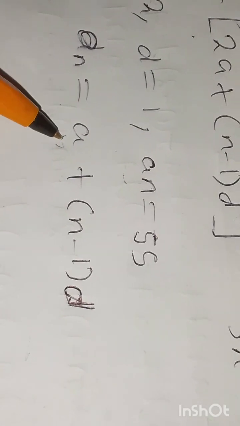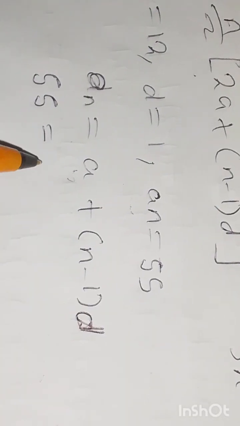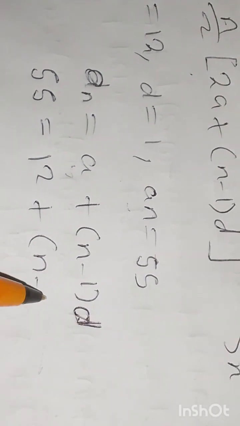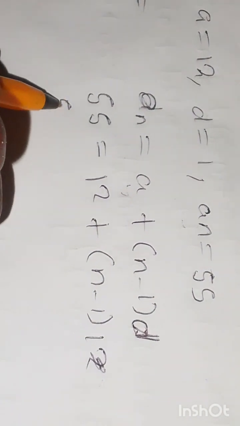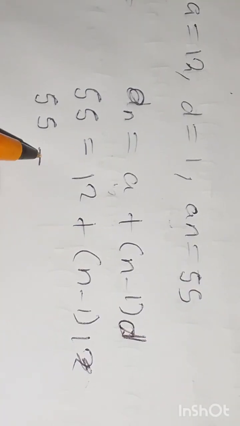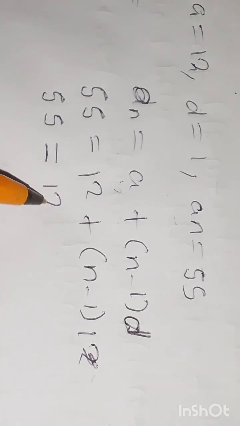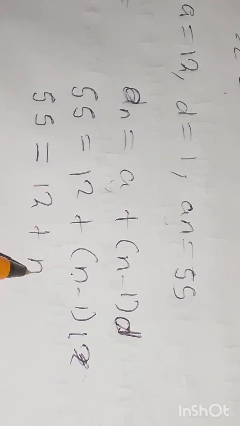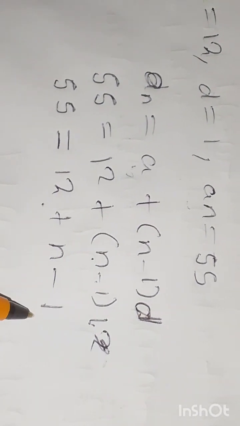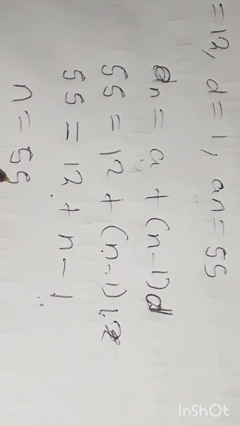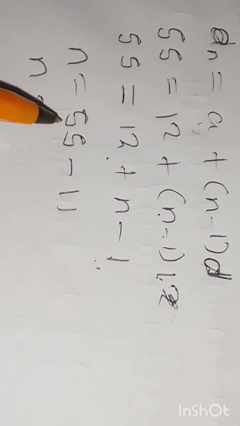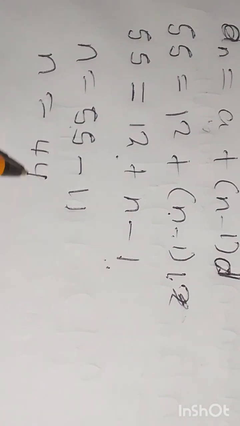So we know that our first term a is 12, and an is 55. So we put 55 is equal to 12 plus n minus 1 times d. Our d, sorry, is 1. So we have 55 is equal to 12 plus 1 times n minus 1. So 12 minus 1 gives you 11. We're going to have n is equal to 55 minus 11. So our n will be equal to 44. As simple as that.